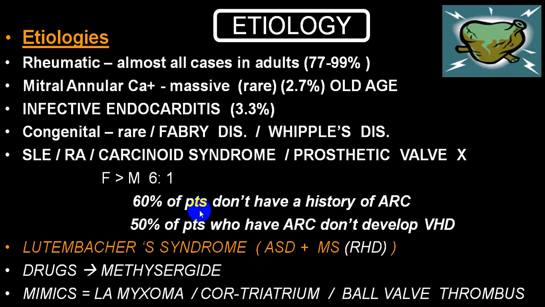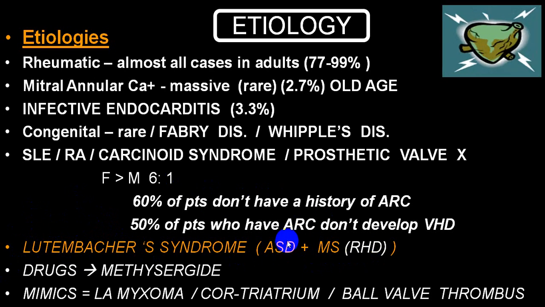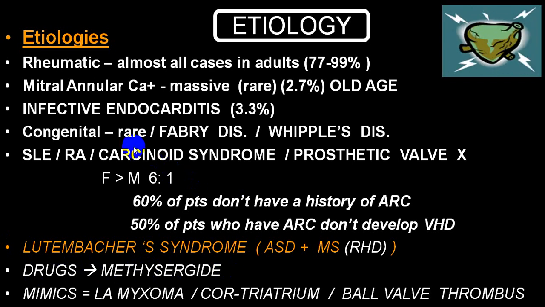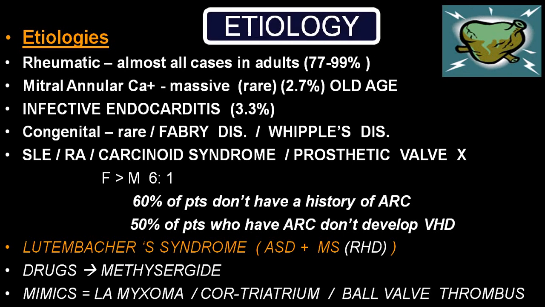Exact mechanism is still not known, but it is labeled as Lutembacher. A good number of times they describe that ASD and MS both are congenital. Certain drugs like methotrexate can also produce involvement of the mitral valvular structure, producing mitral stenosis, and we have already mentioned left atrial myxoma, cor triatriatum and ball valve thrombus in left atrium can produce an identical picture like mitral stenosis, but the mitral valve is absolutely normal.